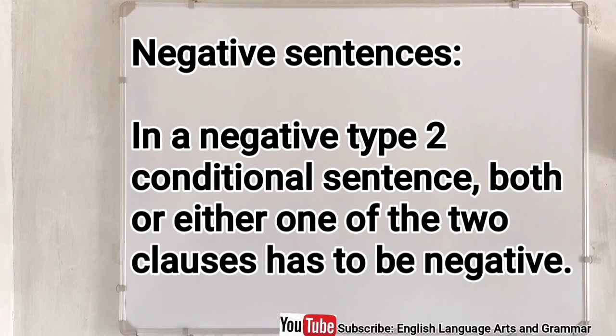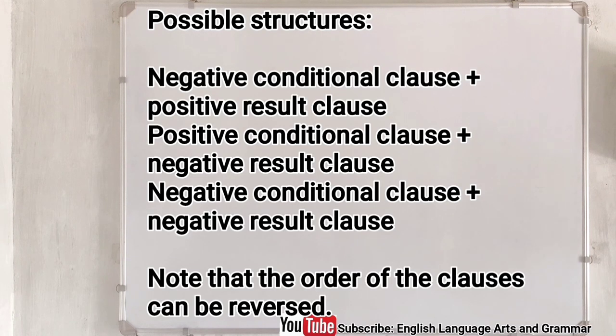Let us learn some negative sentences. In a negative type 2 conditional sentence, both or either one of the two clauses has to be negative. Some possible structures. Negative conditional clause plus positive result clause. Positive conditional clause plus negative result clause. Negative conditional clause plus negative result clause.